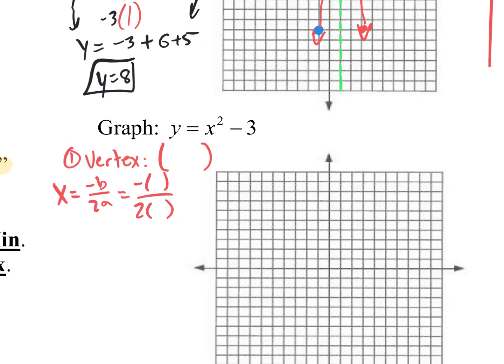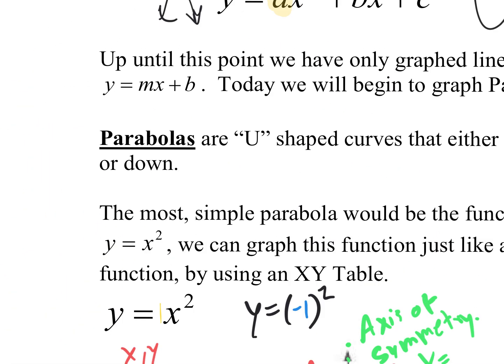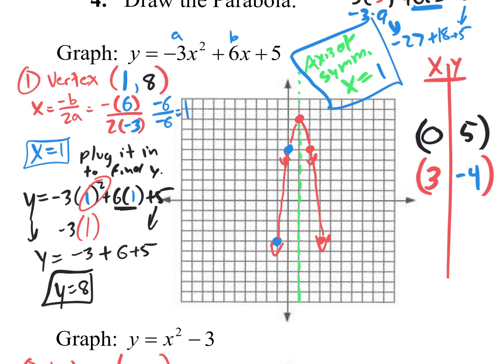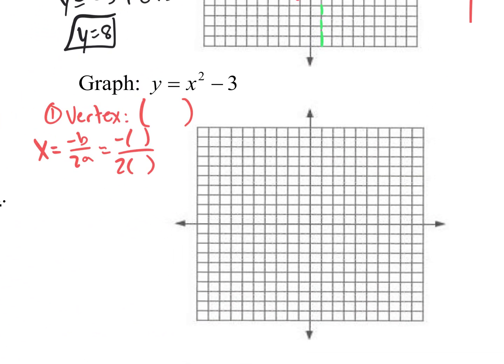Now, I hope we remember that it's this simple. The a is in front of the x squared, the b is in front of the x, and the c is the number without an x. So what do we have here on this one? We have the a value being 1. We have the c value being -3 because it has no x. What is the b value? There is no b value. So that means that the b value is 0.